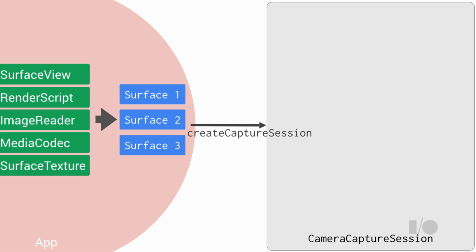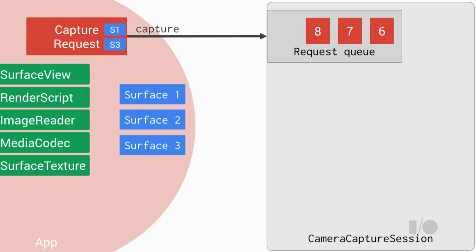And creating the session also defines your maximum frame rate. It looks at the surfaces you've provided. It looks at the resolutions you want. And the maximum resolution defines how fast you can actually run this system. On the Nexus 5, we can run at 30 frames per second for 8 megapixel maximum output. But this may vary per device. And then once you've configured the session, you start creating capture requests and sending them.